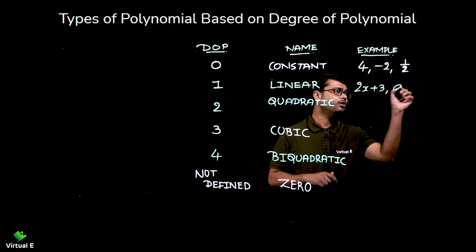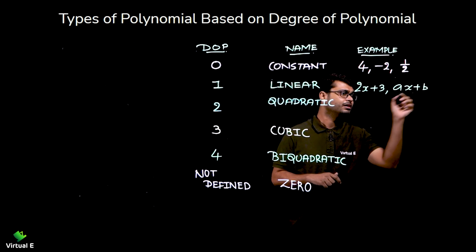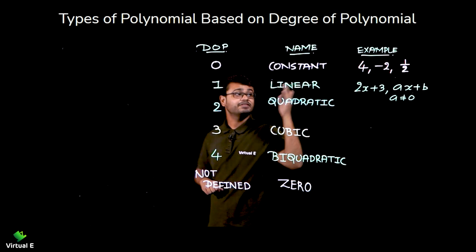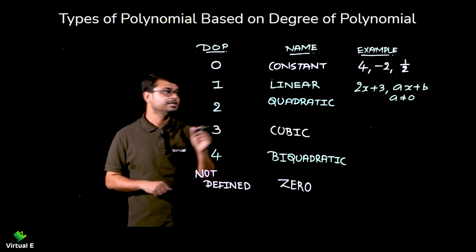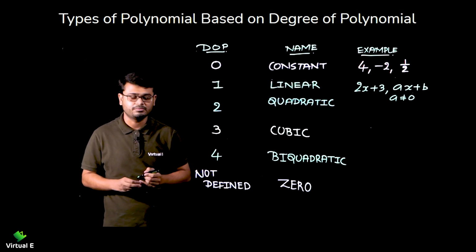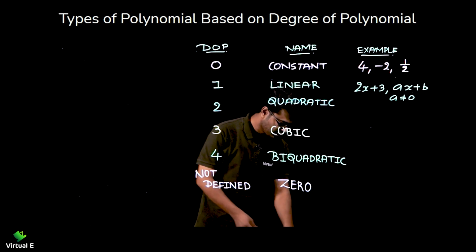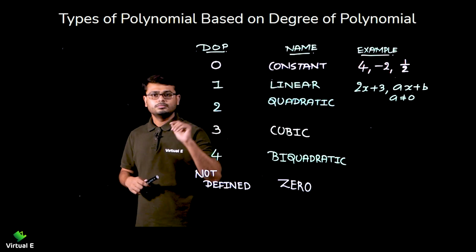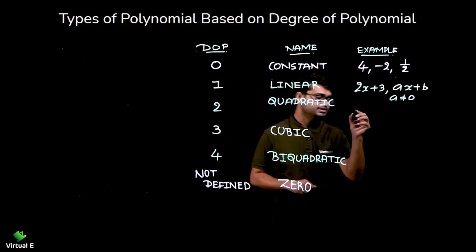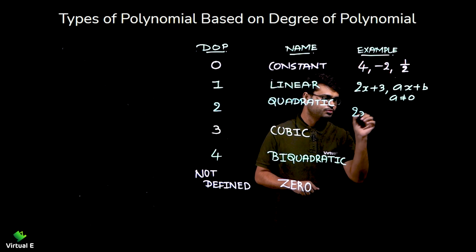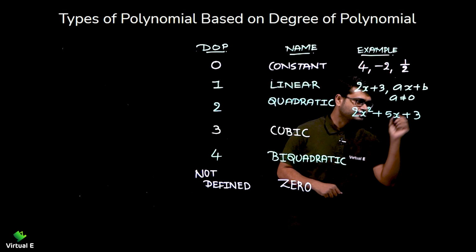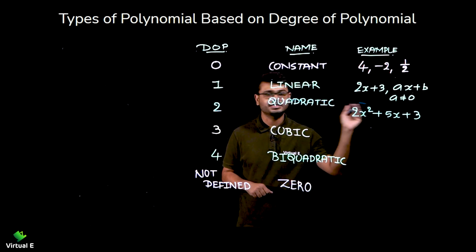It is in the form ax plus b, where a cannot be 0. If a is 0, then it will become what? A constant polynomial. So this is the condition over here, right? Next is the quadratic polynomial. Now quadratic polynomial means what? Degree of polynomial 2, right? And if we write an example, this could be something like 2x square plus 5x plus 3, right? 2x square plus 5x plus 3.